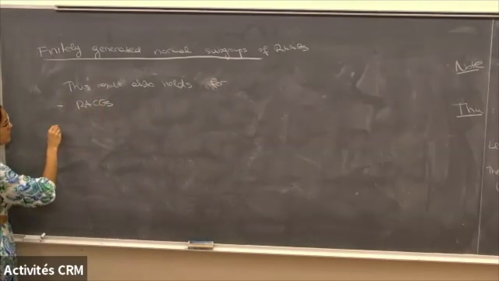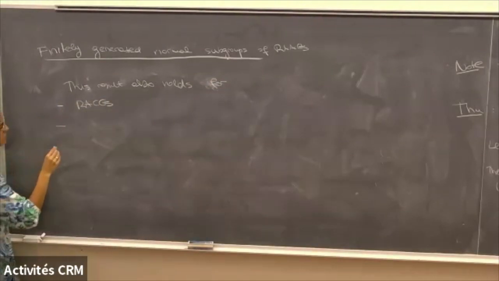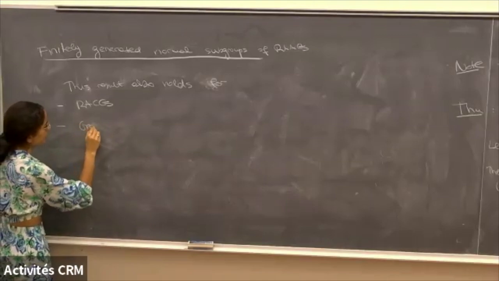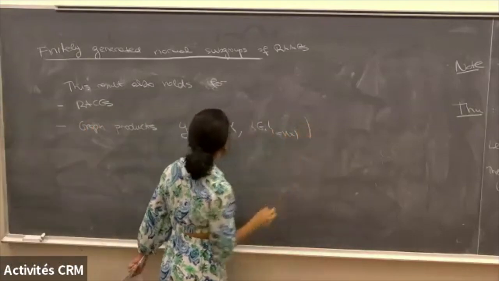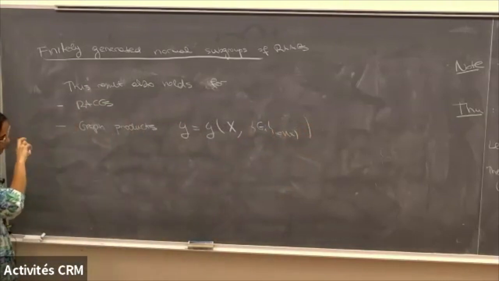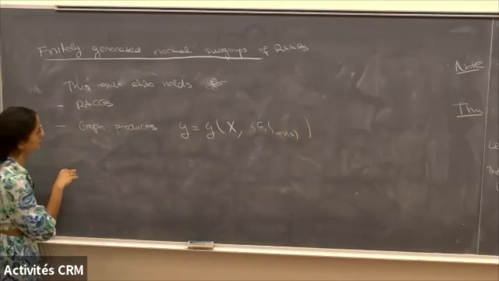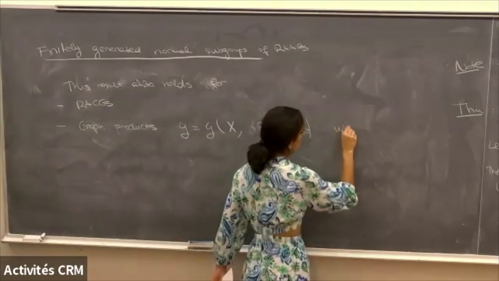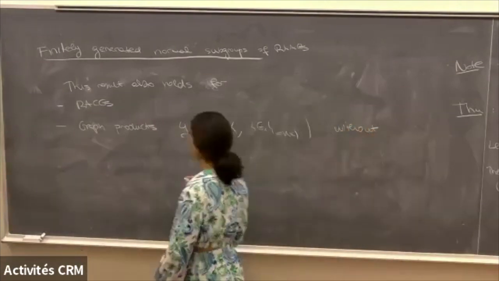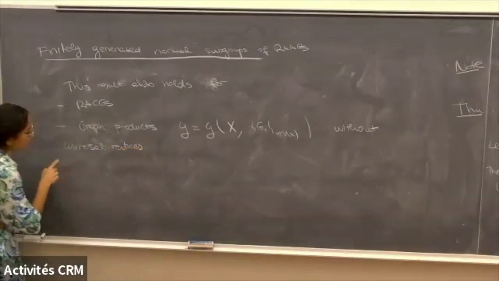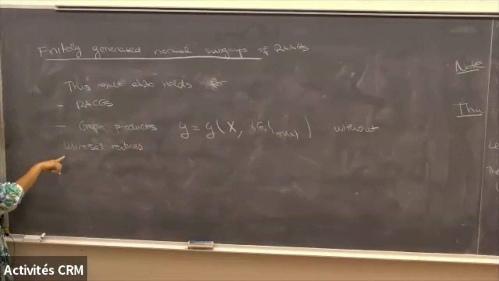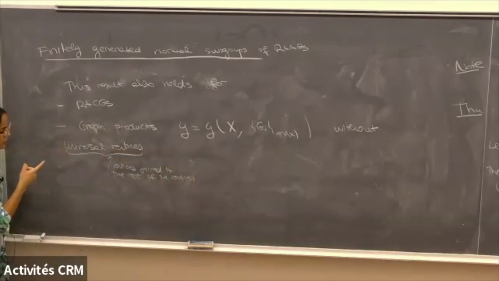And in a more general setting, it also holds for graph products with some restriction. Maybe the stronger way of saying it is that I don't want to have a universal vertex. A vertex is universal if it's joined to all the other vertices in my graph. And if I want to have universal vertices, I need the group associated to that vertex to be, for example, free abelian.